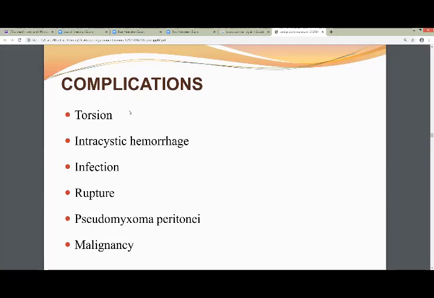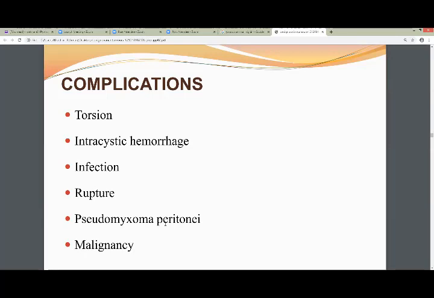This is torsion, as in case of dermoid cyst, which is a mature cystic teratoma, a mature germ cell tumor; intracystic hemorrhage, as in case of corpus luteum cysts; infection, like in case of tubo-ovarian abscess; rupture of the cyst can occur; and pseudomyxoma peritonei. This is an important complication, although benign, which can happen in cases of mucinous cystadenomas if that cyst happens to rupture.